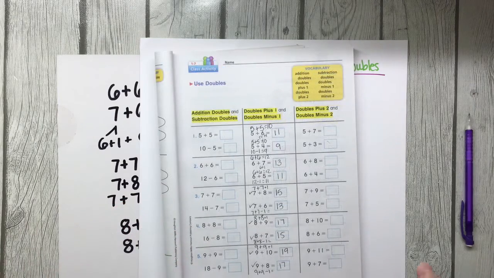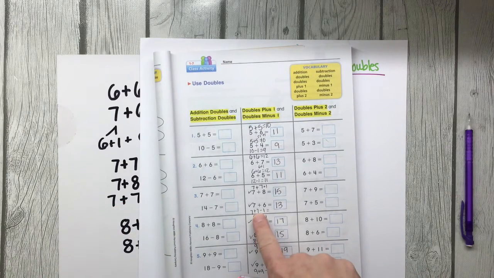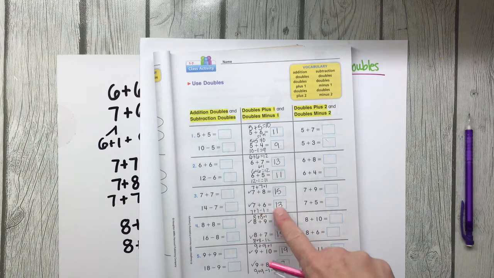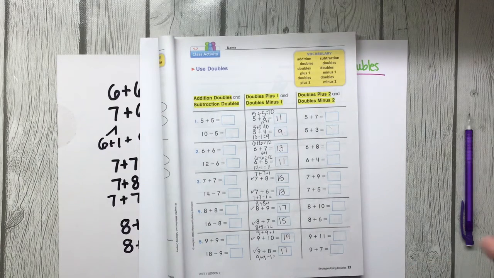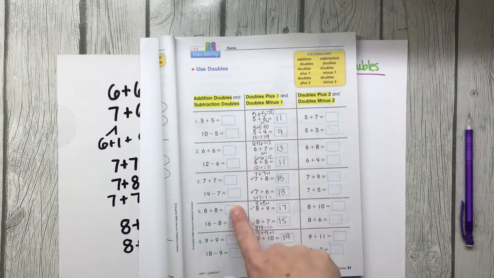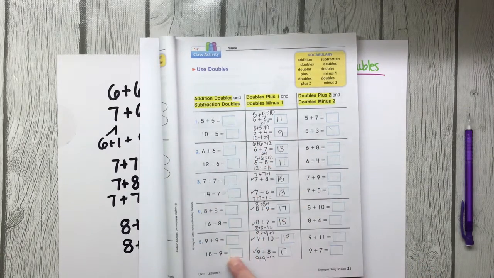All right, hopefully you noticed that this was 7 plus 7 equaling 14 minus 1 equals 13. 8 plus 8, that's 16, minus 1 equals 15. And 9 plus 9 minus 1 equals 17. So hopefully you're able to get that. Go ahead and pause the video and solve this first row right now.